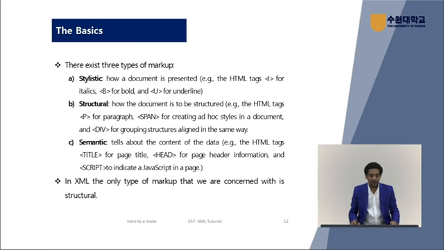So the third one is semantic, that tells about the content of the data. HTML tags like title for page title, head for page header information, and script to indicate JavaScript in a page. These kinds of markup are called semantic markup. As I have mentioned, in XML, the only type of markup that we're concerned about is the structural markup, that is about a document's structure.